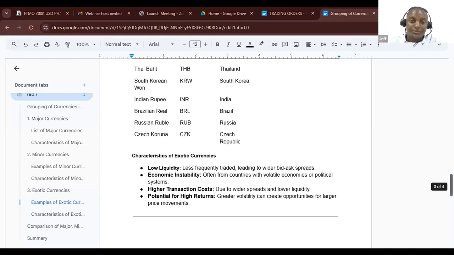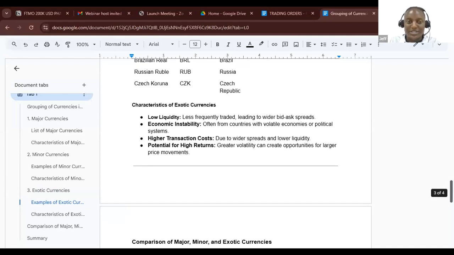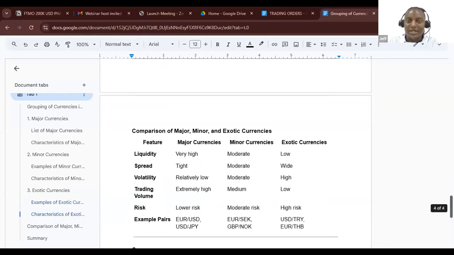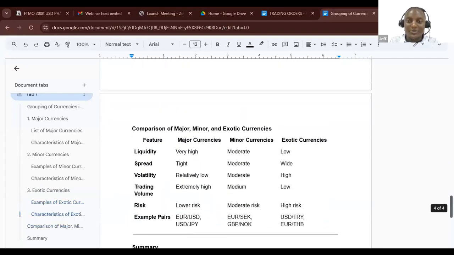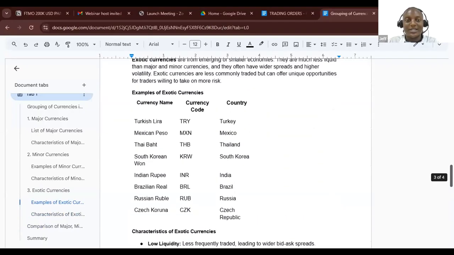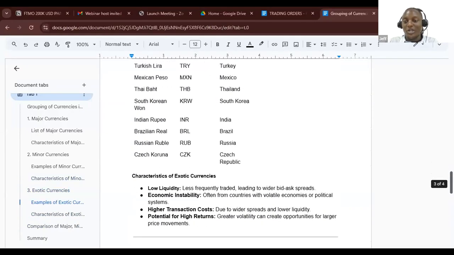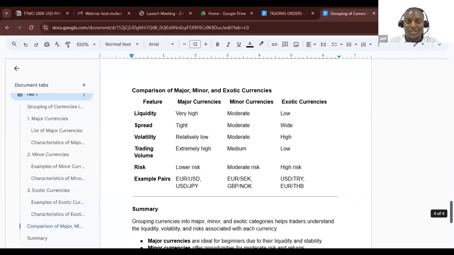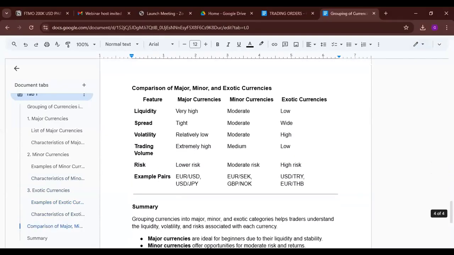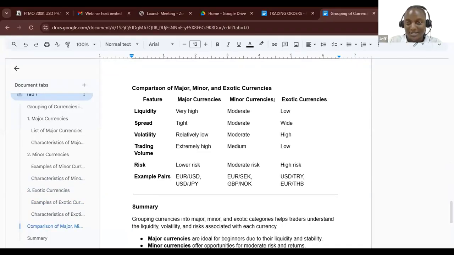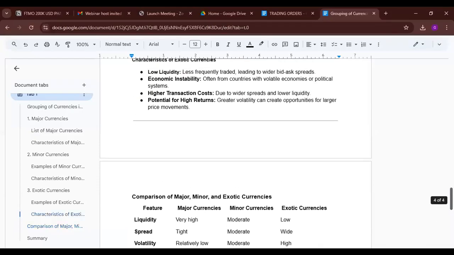Before maybe someone asks where the Kenyan shilling lies in that, I think, maybe Timothy, what do you think? Does the Kenya shilling lie in minor currencies or exotic currencies? Because sometimes we have seen the dollar against the Kenya shilling. What do you think? Yeah, the Kenya shilling is an exotic. Okay. Yes, it is an exotic currency. Thank you.